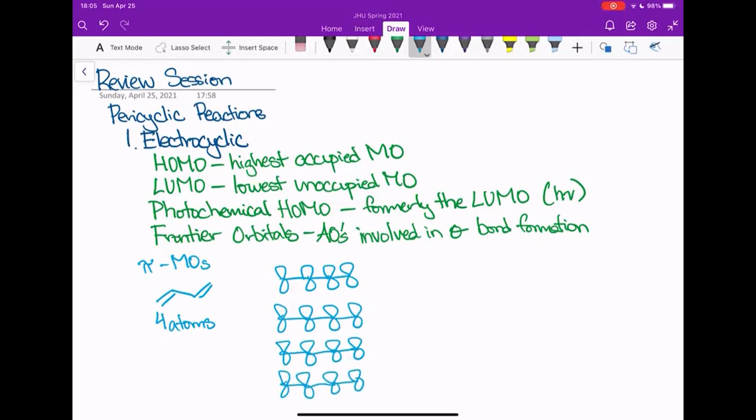Based off of the rules of symmetry, you can go ahead and fill in the orbitals. In my pi 1, all of them will be filled on the same side. In my pi 2, I'll have 1 node, so I'll flip it once. In my pi 3, I have 2 nodes, and it becomes symmetric again. And in my pi 4, I'll have 3 nodes.